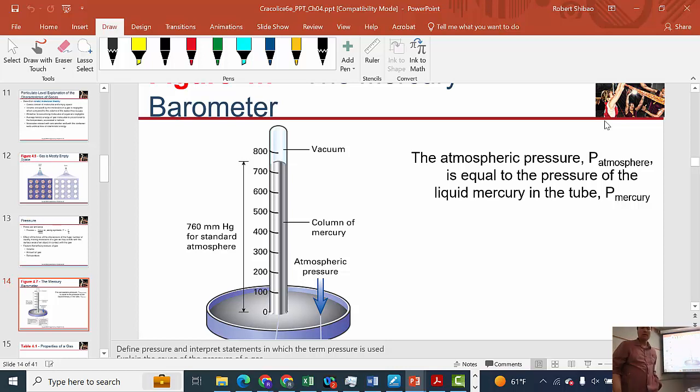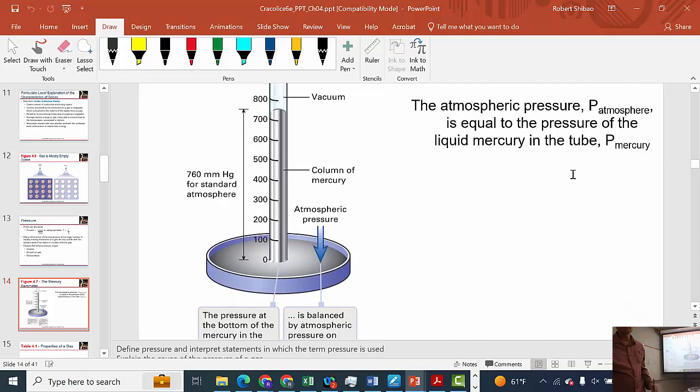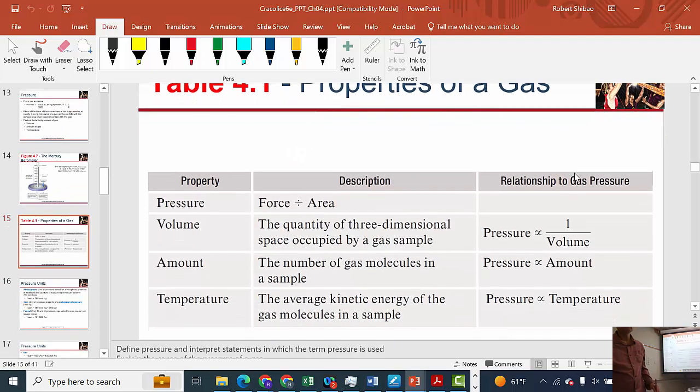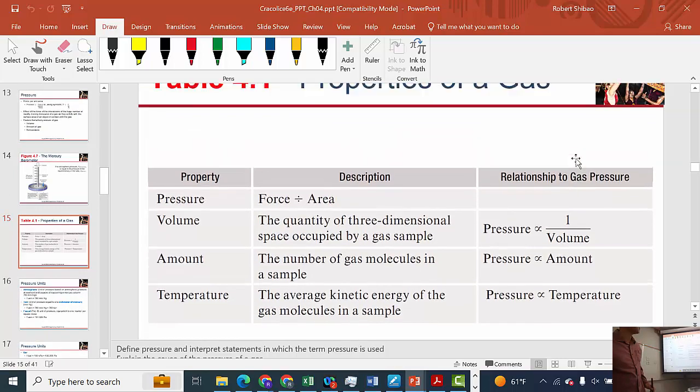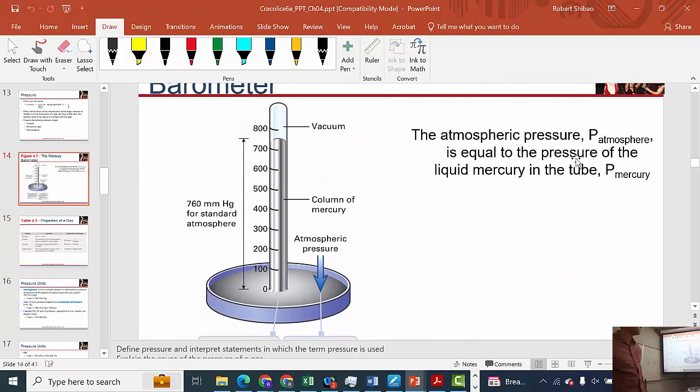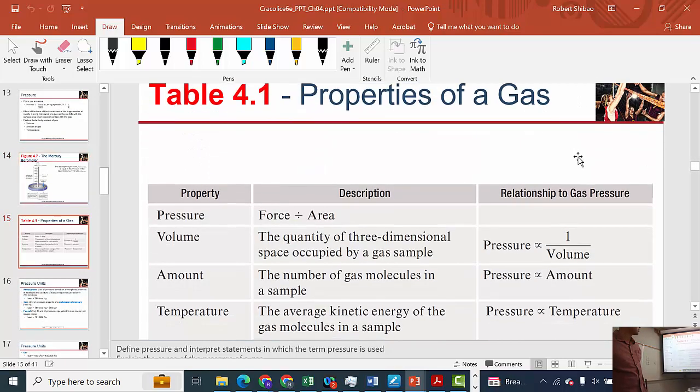And so making a water barometer isn't going to be very practical for measuring things like atmospheric pressure. We call it atmospheric pressure because 14.7 pounds is the average pressure at sea level on a sunny day.